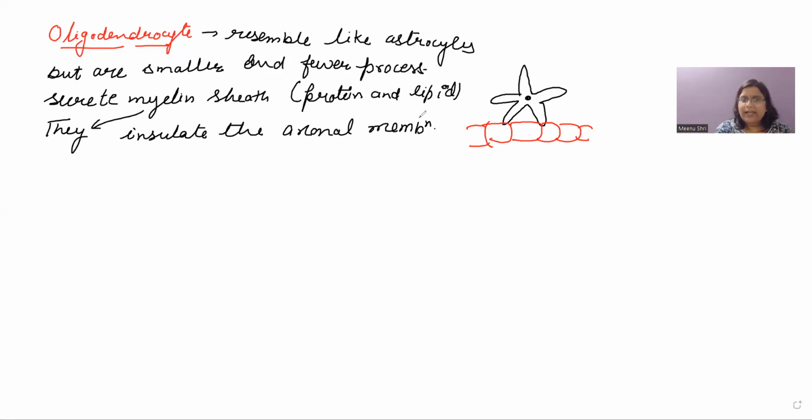With the help of insulation, the speed of nerve conduction can be enhanced. Okay, this is the oligodendrocyte cells. Now, the third one is the microglial cells. Okay, so I'm attaching the new slide. Just take the screenshot.